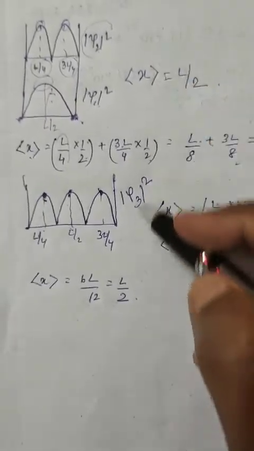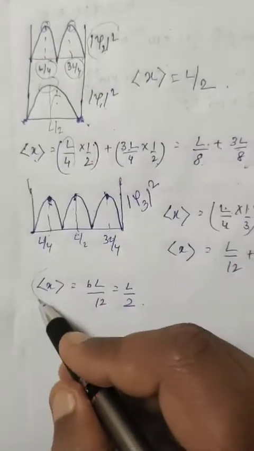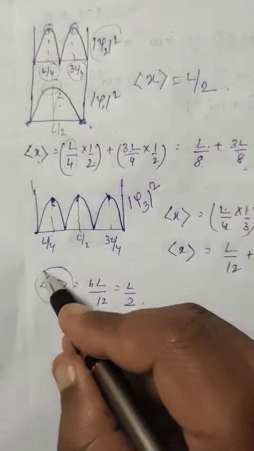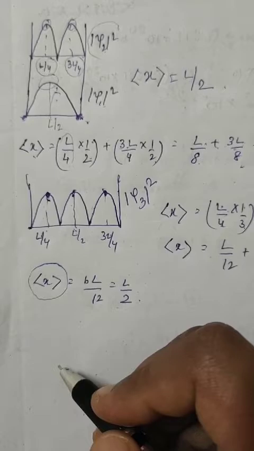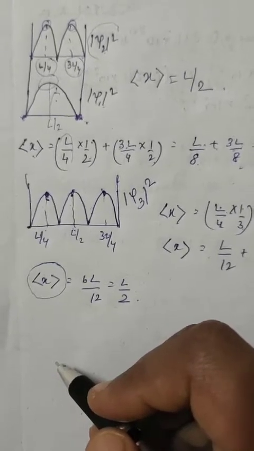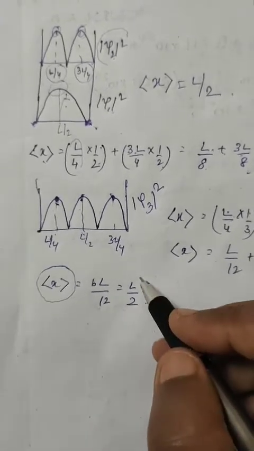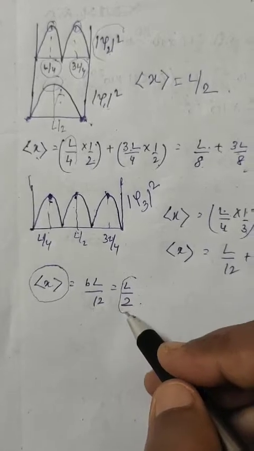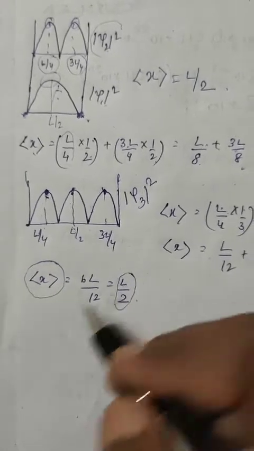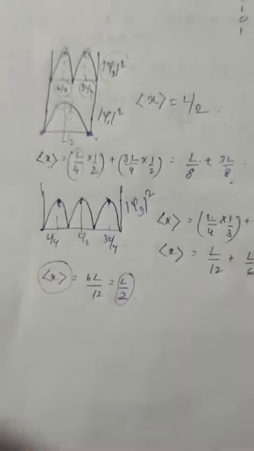So every time, what is the average value of the position of the particle? If you measure the position of the particle inside a one-dimensional box, on an average you will get the particle right at the middle of the box, that is L by 2.